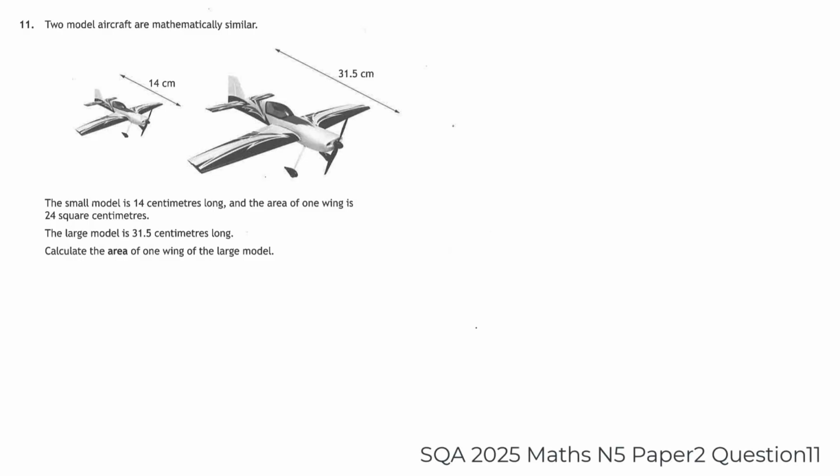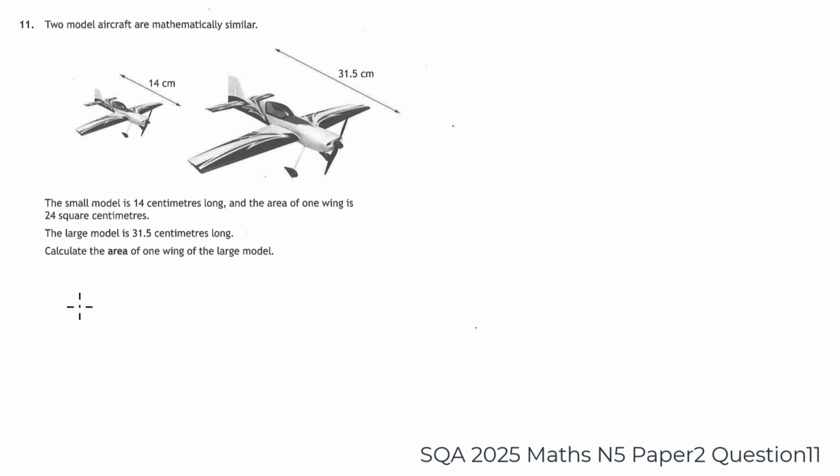So here we have question 11, and we're shown a diagram of two model aircraft. They're told they're mathematically similar. Now the small model is 14 centimetres long and the large model is 31.5 centimetres long. But we're concerned about the areas of the wings, and we're told the area of one of the wings in the small model, and we're asked to find the corresponding area of the wing in the larger model.